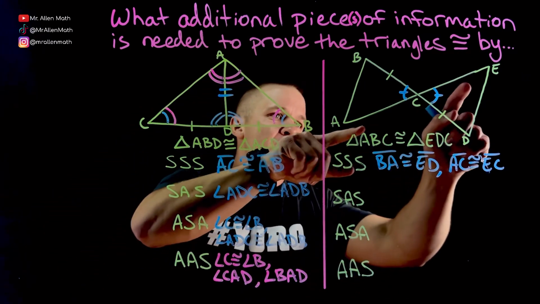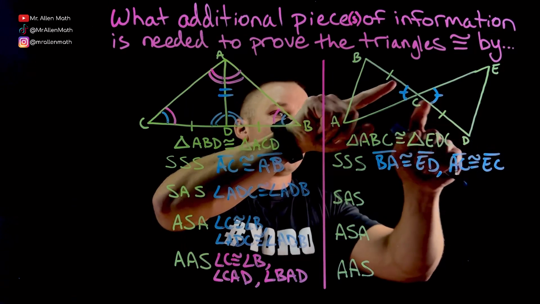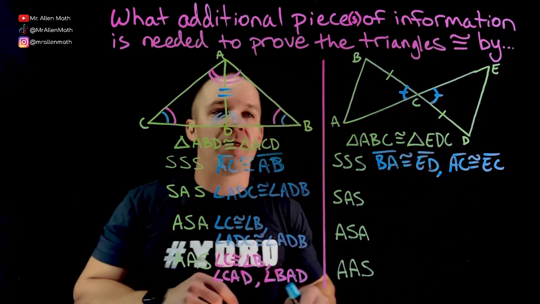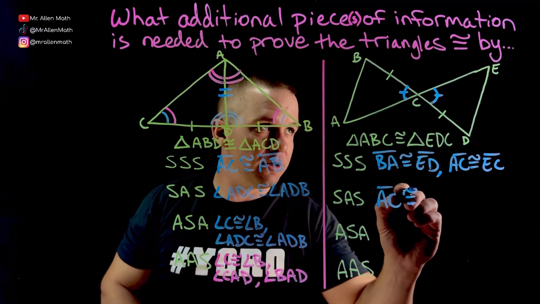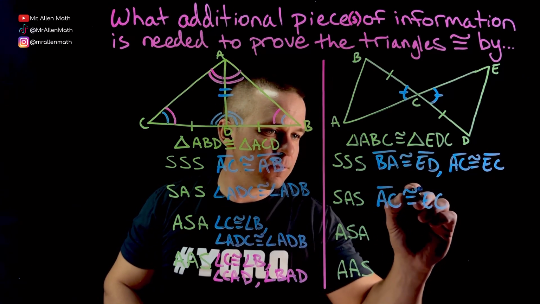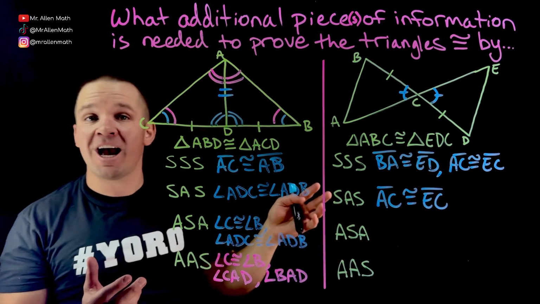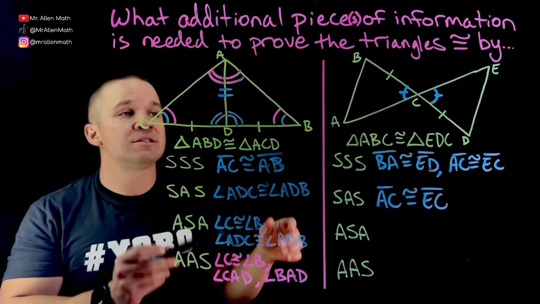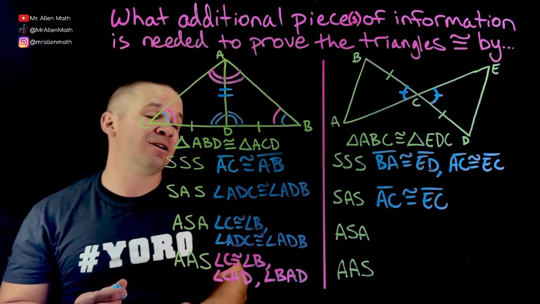But for side angle side here, I could use these two because then this side here forms this angle, and these sides here also help form that angle. So there we go. We got AC congruent to EC. And again, note that we have AC on the outside, EC on the outside. Yay! Very good. So now we have side, angle, side. Cool.